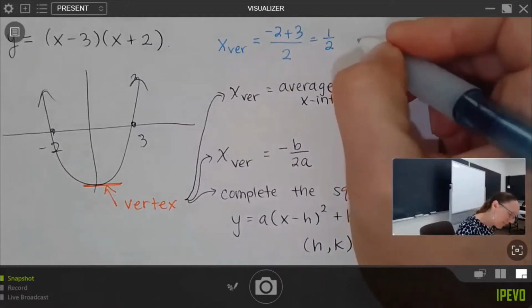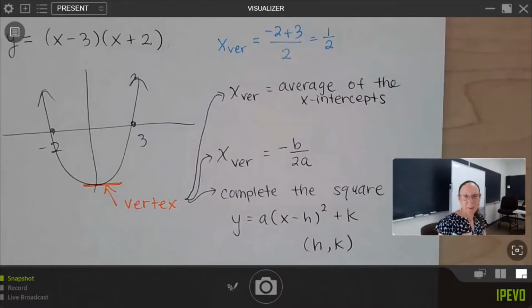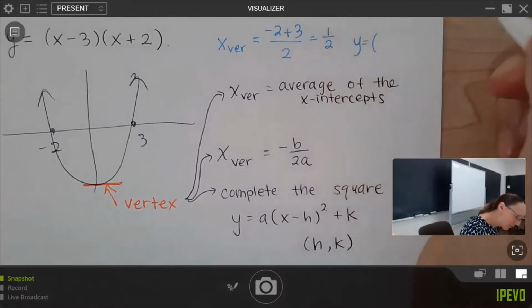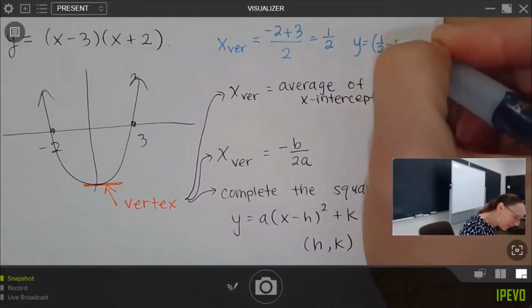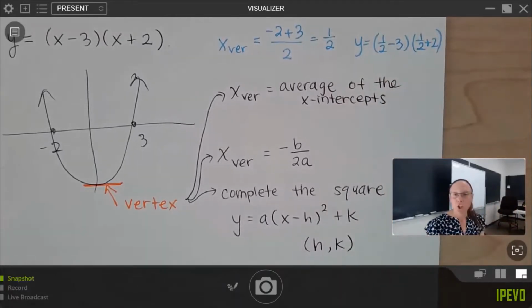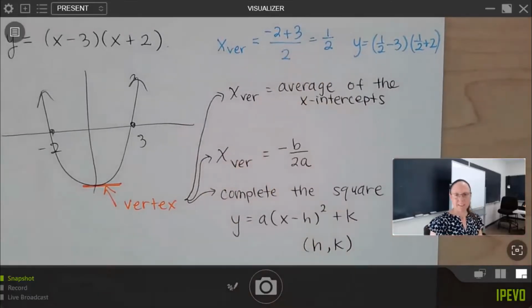And now I just have to find the y value when I plug in 1/2. The other nice thing, because Davis is not a calculator school for calculus, is you don't really have to finish the math off. My y value at the vertex would look like (1/2 minus 3)(1/2 plus 2). Could you finish that number off? Yes. Should you, if you're doing homework? Absolutely. Grab a calculator, finish that off. But if this were a test, I'm done. That's my vertex.